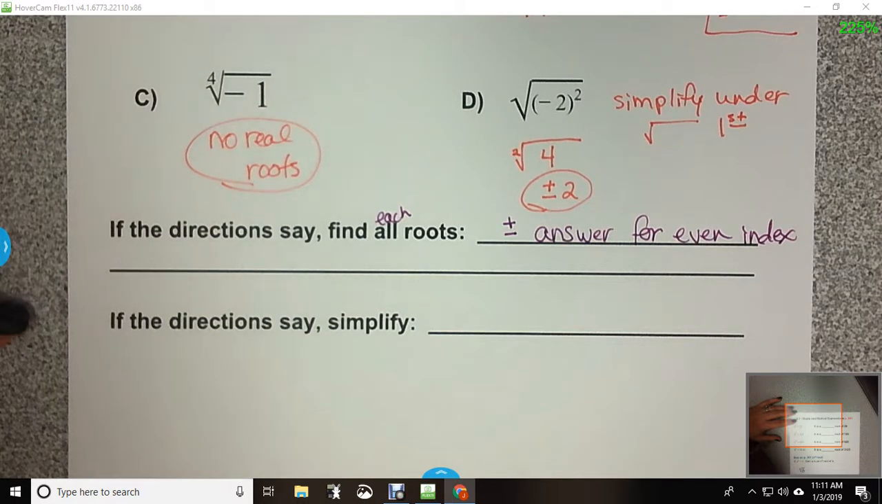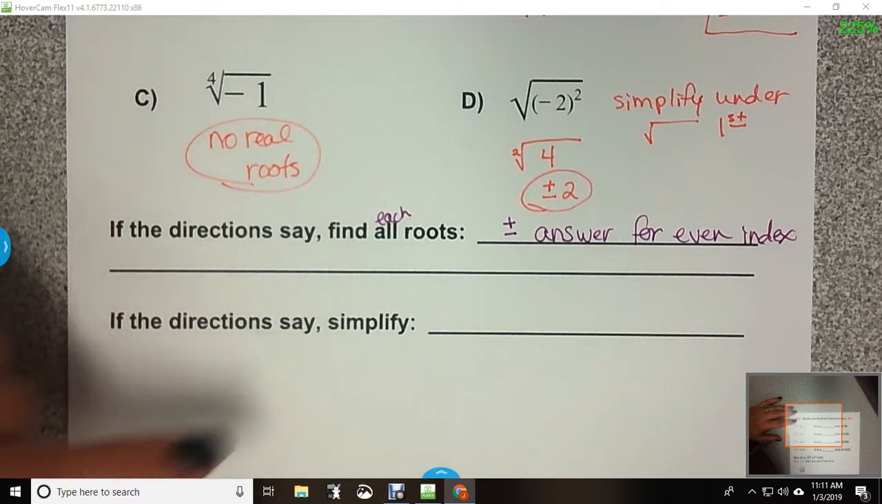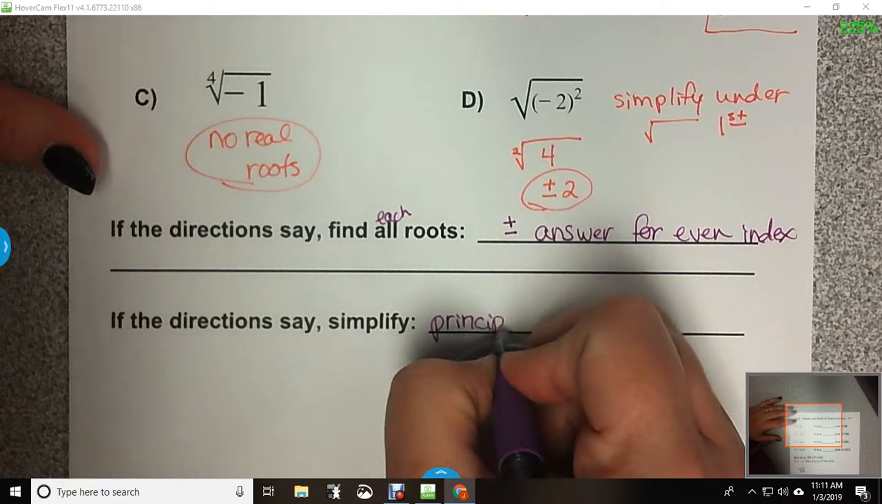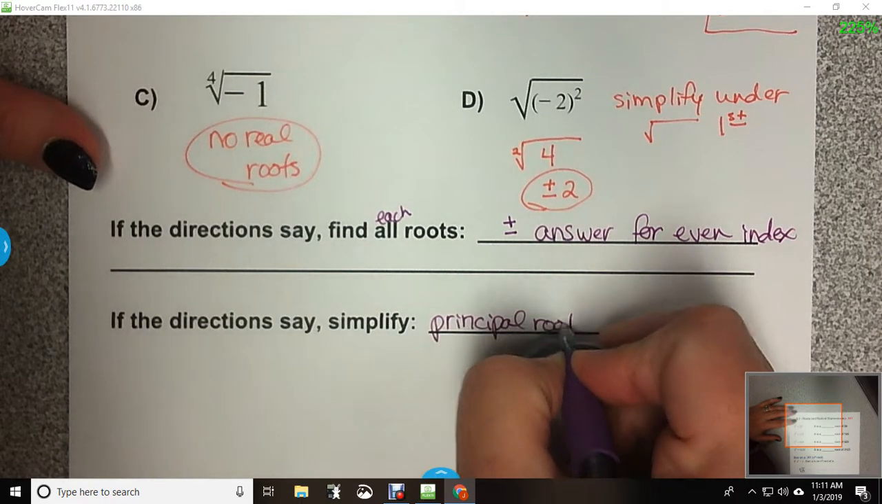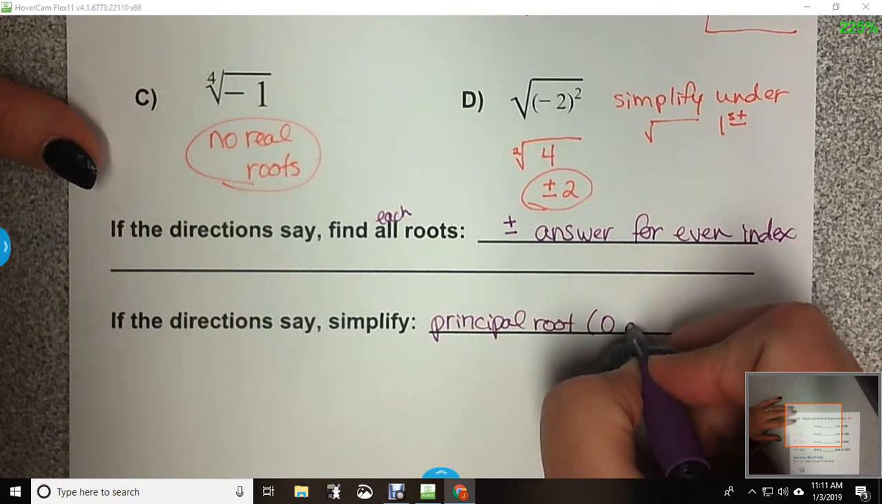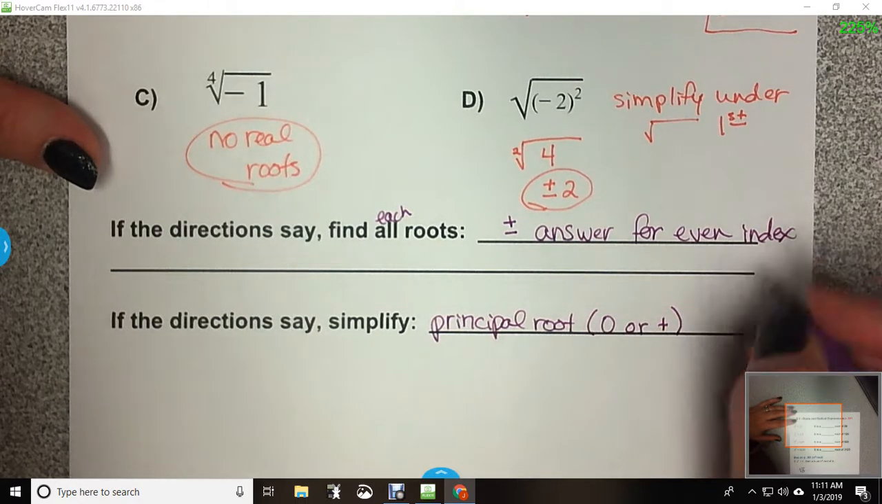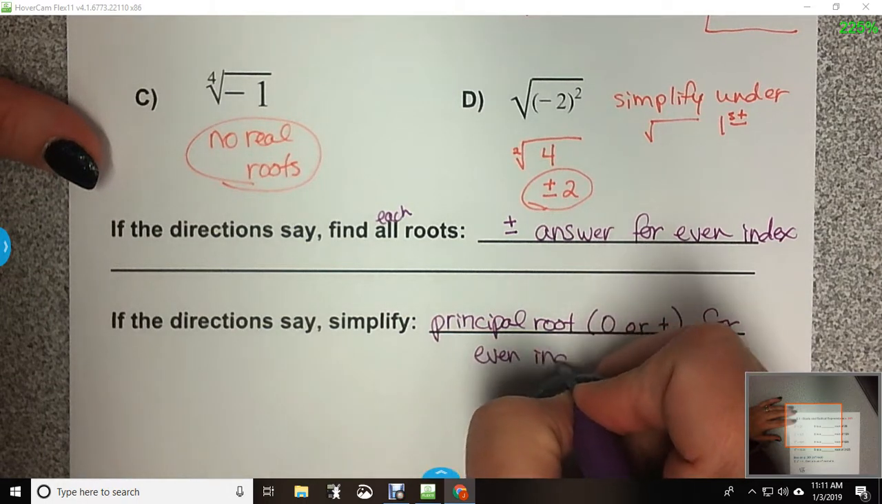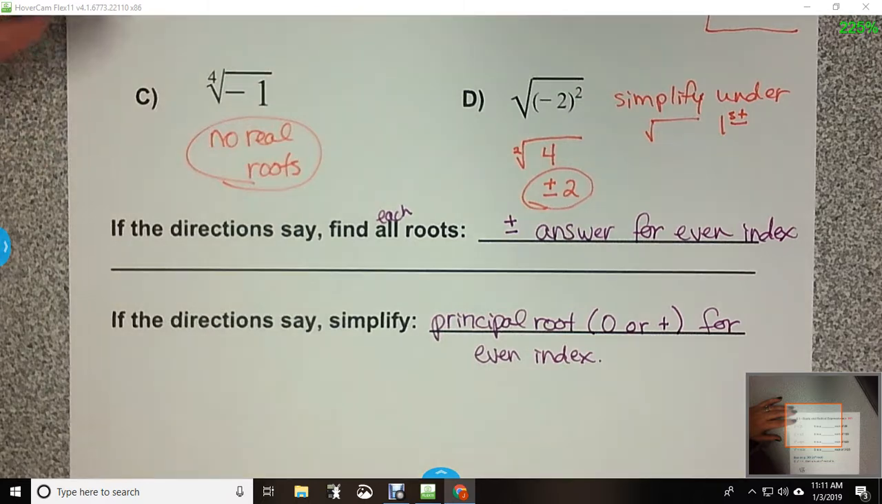Okay, and remember, if it is an odd index, you're only going to have one answer, period. Okay, so if the directions say simplify, you are only going to give the principal root, which would be either 0 or a positive number for an even index. Okay, we don't have to worry about a principal root when there's an odd index because you only have one answer, period. Okay?